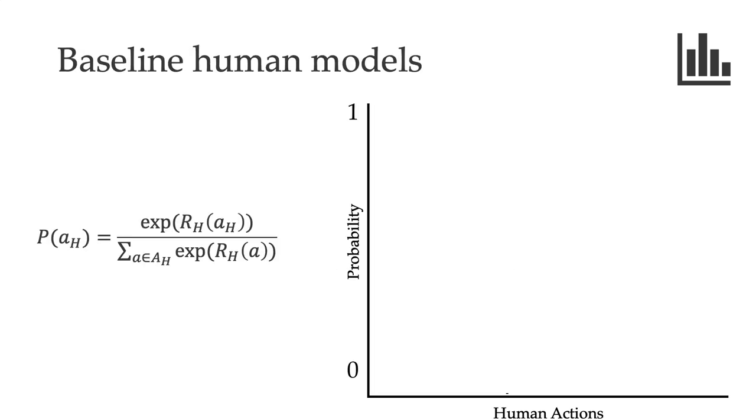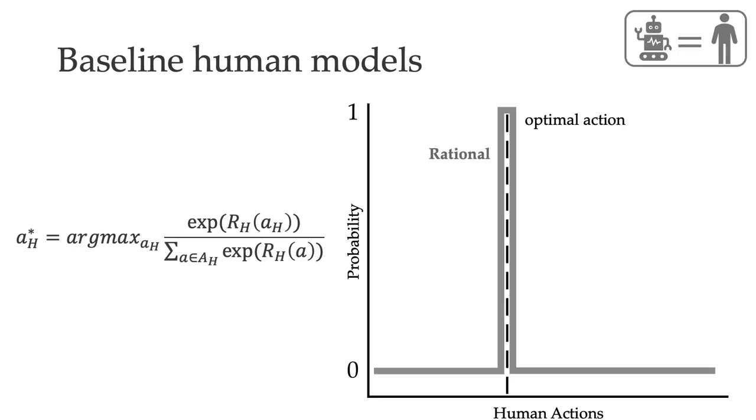Let's visualize some models. On the x-axis, we have all the possible actions a human can take, and on the y-axis, we have the probability of an action. The probability of an action can also be expressed using the Boltzmann model. Now let's say that the action that gives us the highest expected reward is shown by the dotted line. One way we can model humans is to assume that humans are like robots and are rational decision makers. This means that humans are assumed to always select optimal actions that maximize their expected reward. But we know that this isn't always true.